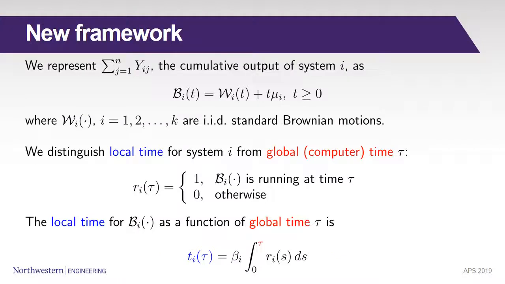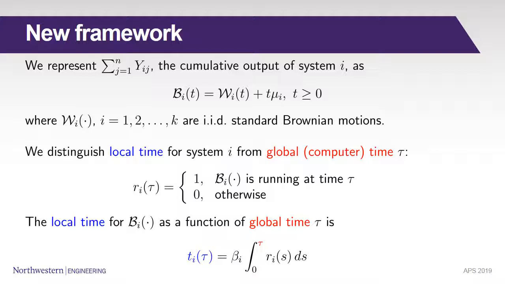To be able to describe our new approach, we also need a new framework. Now, ultimately, we'll be looking at the cumulative sum of observations, say, from system I. That is a discrete time process. But to develop our approach, we'll work with a corresponding continuous time process, B sub I of t, which represents the cumulative amount of data collected on system I by time t.